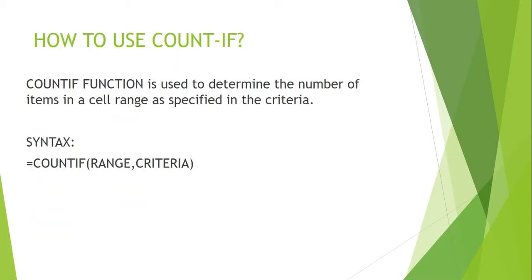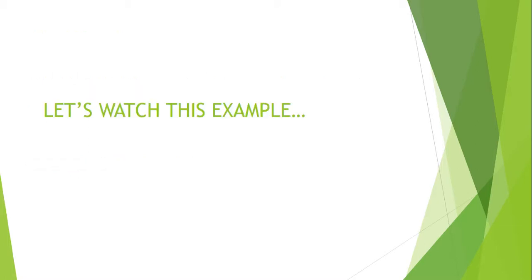So, the COUNTIF function is used to determine the number of items in a cell range as specified in the criteria. This is the syntax: equals COUNTIF, and then specify the range of cells and also the criteria. To give you a clear understanding of how the COUNTIF function is applied in data interpretation, let us watch this example.